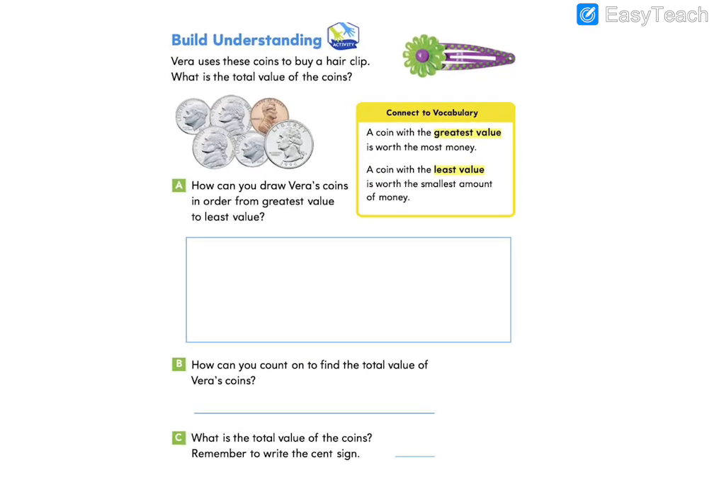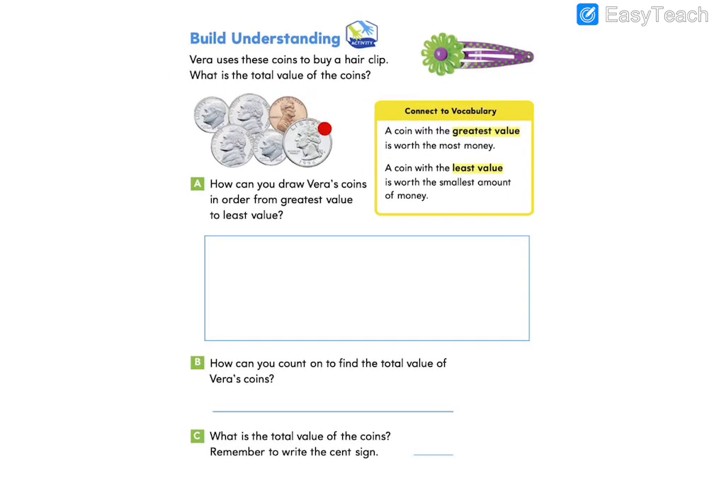Our problem reads, Vera uses these coins to buy a hair clip. What's the total value of the coins? Over here are some vocabulary words we've been using in the last few lessons. A coin with the greatest value is worth the most money. A coin with the least value is worth the smallest amount of money.